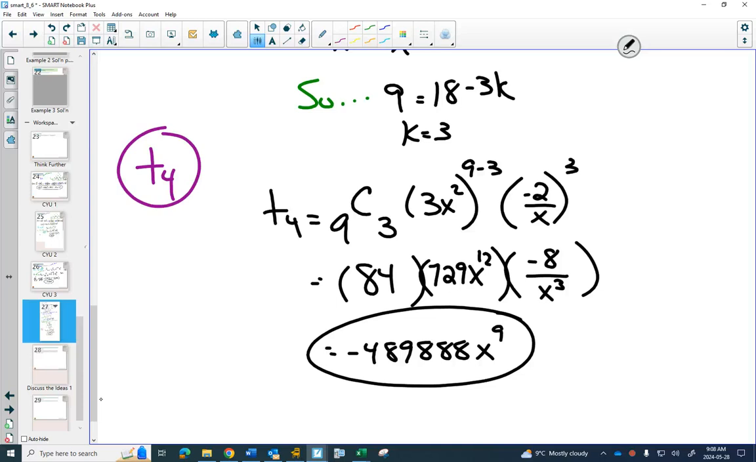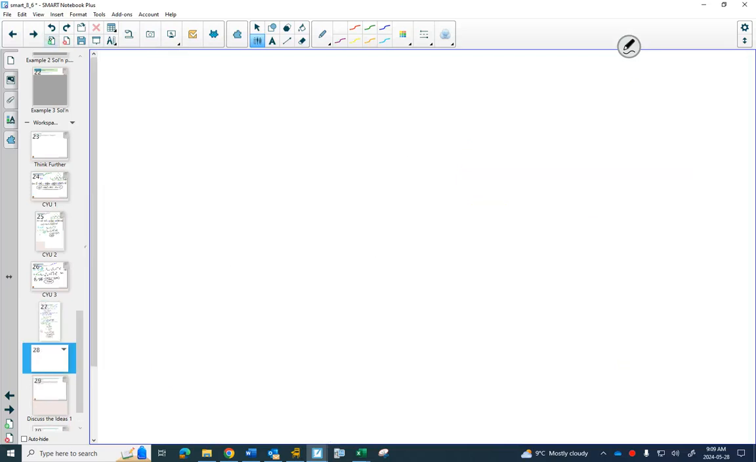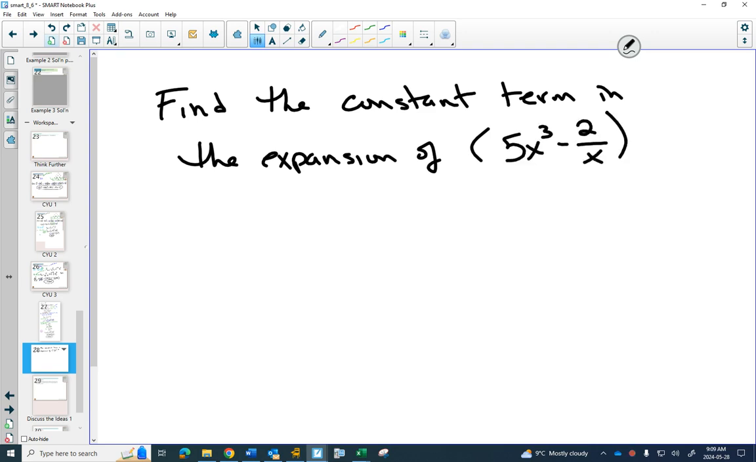Okay. So in the difficult ones, we did last term, middle term, we did term containing. So this is an example, find the term containing an x to the 9. And the last one that we're going to do is a constant term. And it's very similar to find the term containing, it would look like this. Find the constant term in the expansion of, and this time I'm going to have 5x cubed minus 2 over x to the exponent of 12.